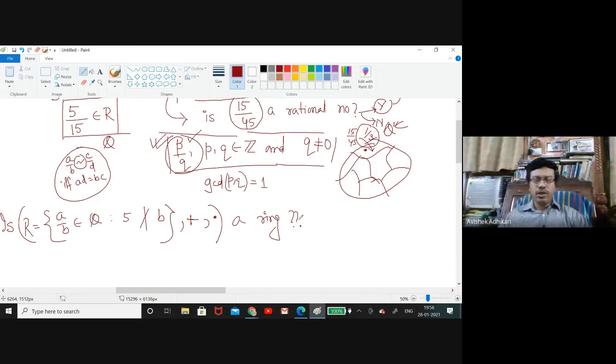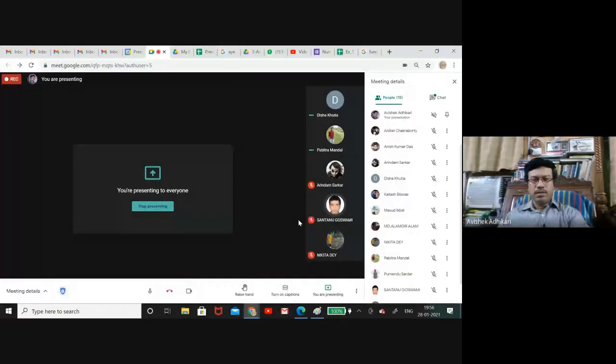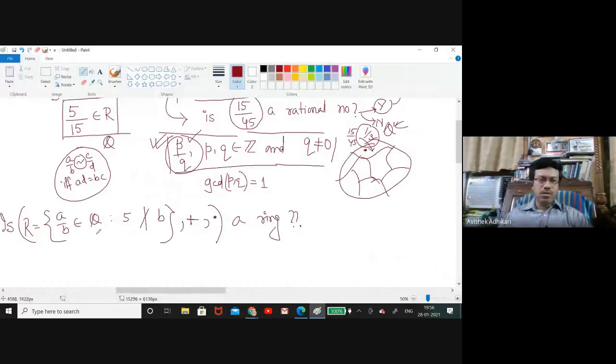So what are you going to show to show that this is a ring? Any guess, any idea? Basically, subring. Okay, I will show this is a subring of Q. Good. To show that this is a ring, it's sufficient to show that this is a subring of Q with plus and dot. From the definition, a subring is itself a ring with respect to plus and dot, in the sense of restriction, because R is a subset of Q.